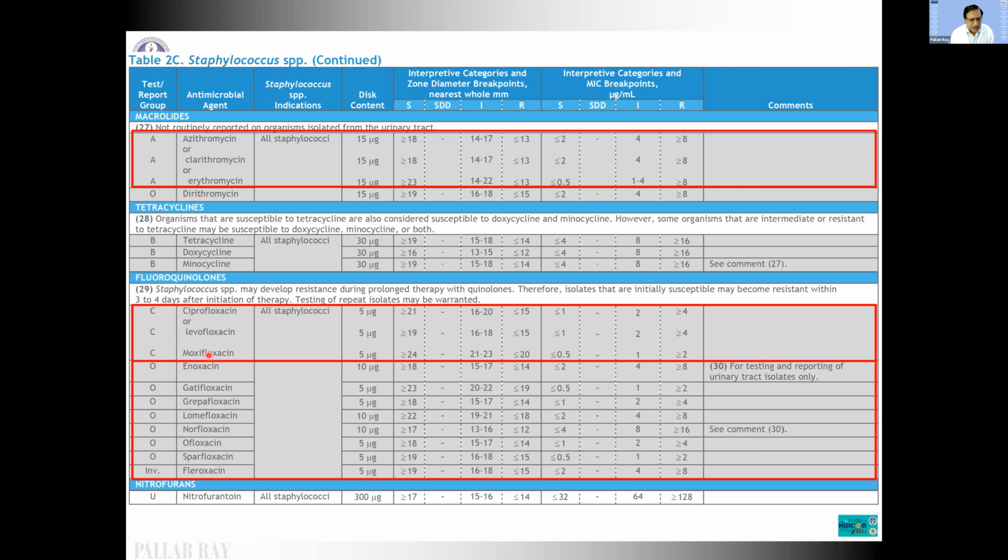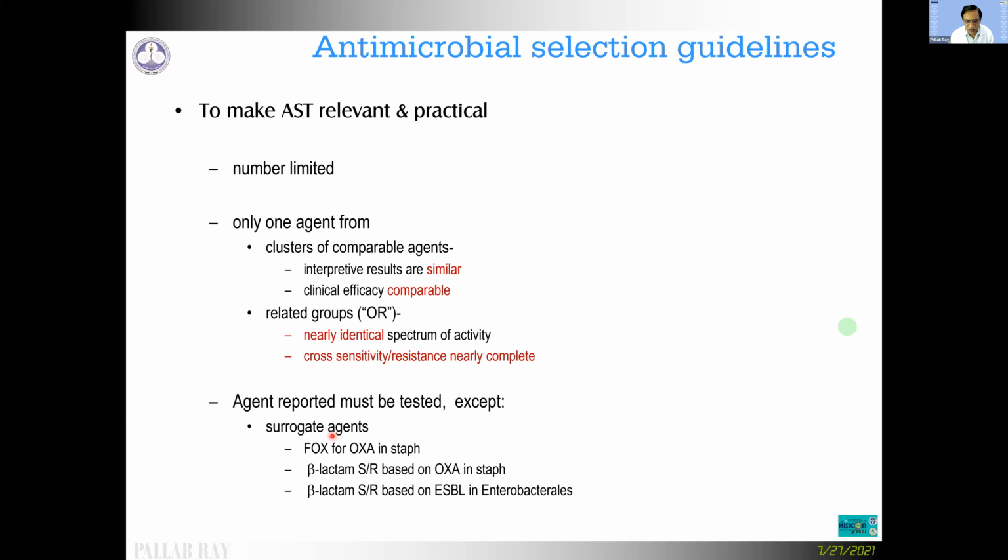Okay, then the agent reported must be tested, except in situations where we use a surrogate agent to test another antibiotic. For example, for oxacillin susceptibility in Staphylococcus, we use cefoxitin. So these are the situations where we test one antibiotic but report for another antibiotic.